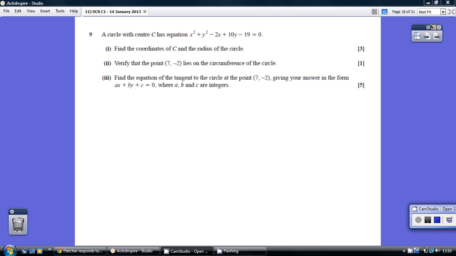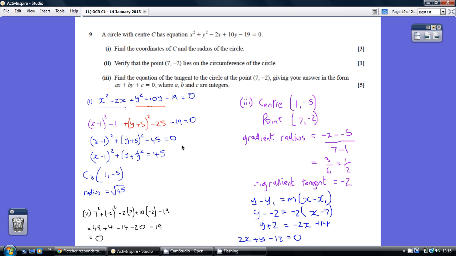Question 9. So remember, to answer part 1, you really need to complete the square a couple of times. So just start off by putting the 2x terms together and the 2y terms together.